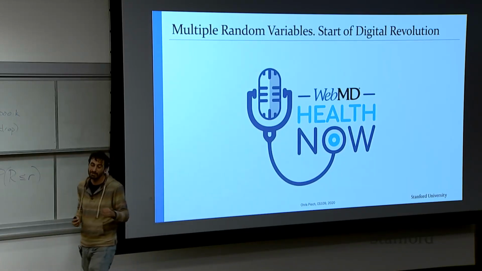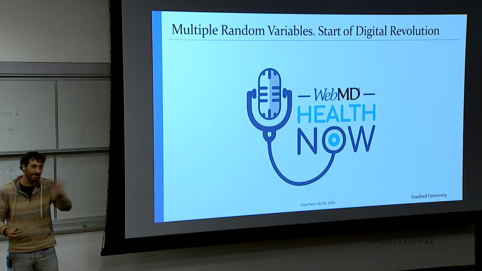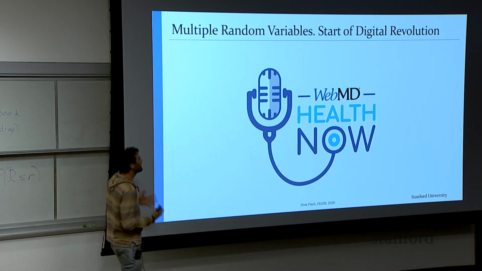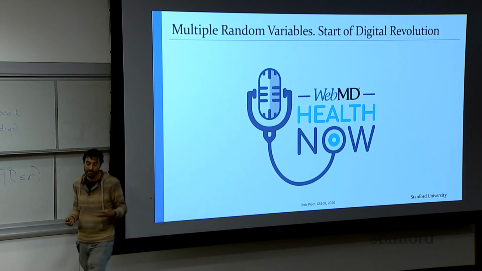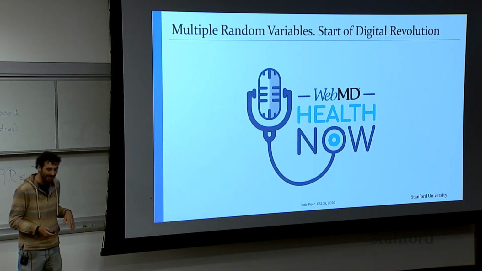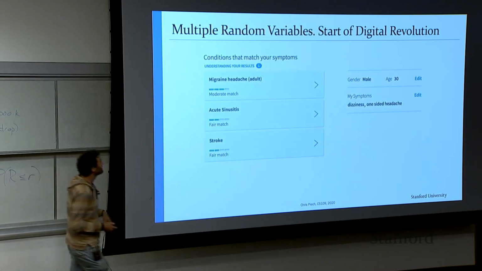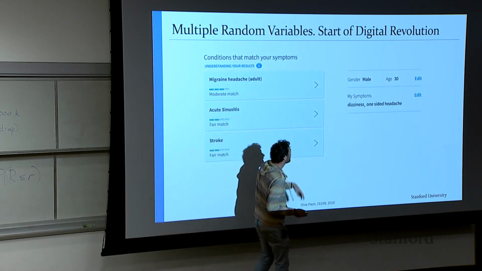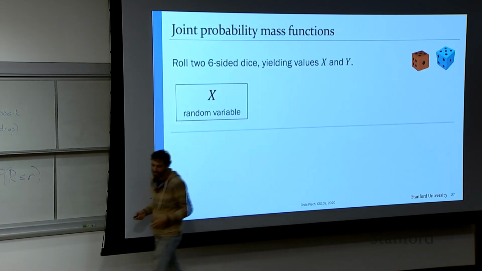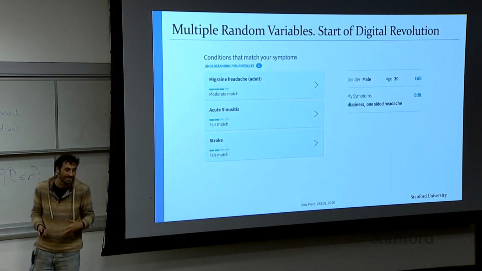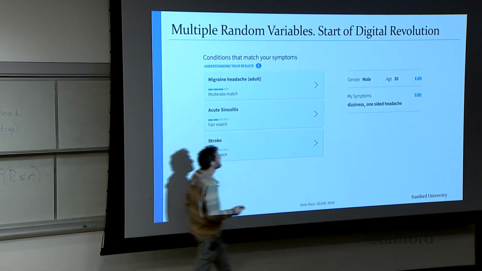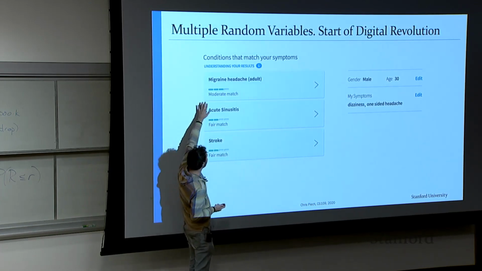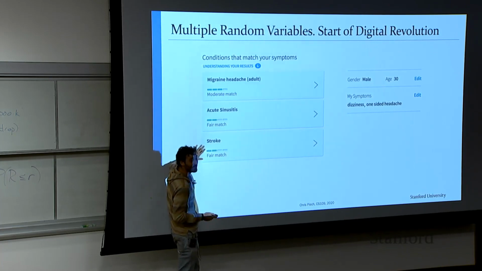Some interesting problems just require one random variable, like maybe if you're thinking about that ride-sharing problem, that was just one random variable, but many things require many random variables. And one motivating example I'll give you is WebMD Health. This is an interesting website. You go to this website and you put in all your symptoms, and after you put in all your symptoms, it tells you the probability that you have different diseases. So you can say, I have dizziness, and I have a one-sided headache, and I'm a 30-year-old male. And it's like, you probably have a migraine, but you could be having a stroke.